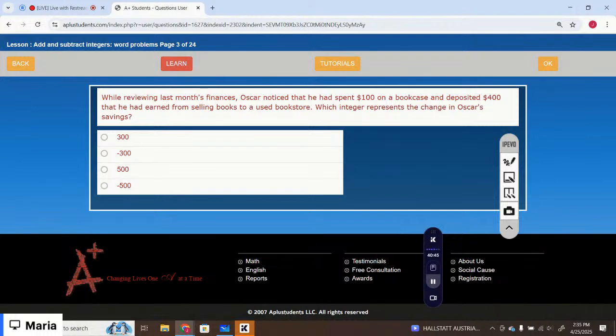While reviewing last month's finances, Oscar noticed that he had spent $100 on a bookcase and deposited $400 that he had earned from selling books to a used bookstore. Which integer represents the change in Oscar's savings?